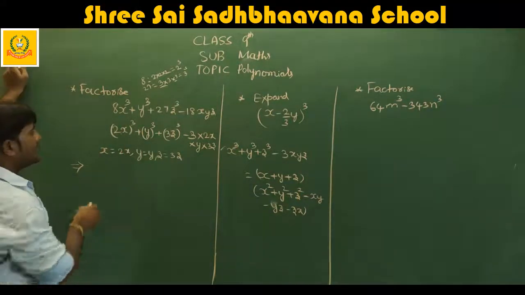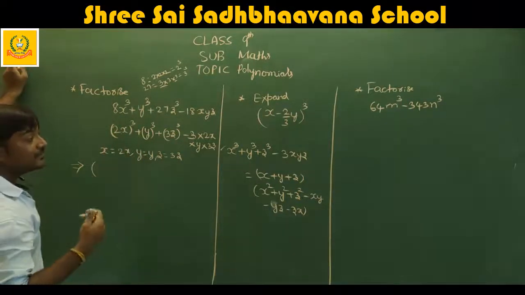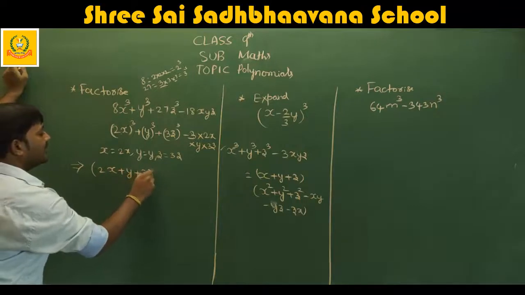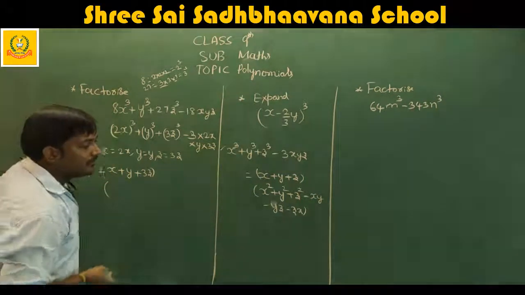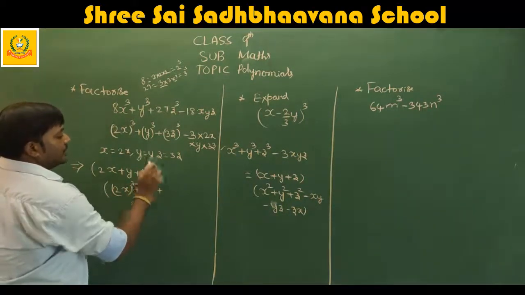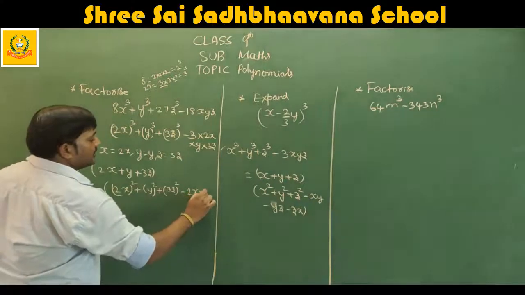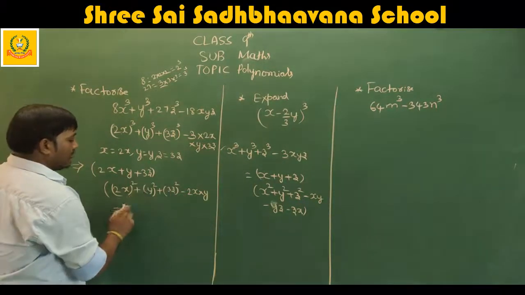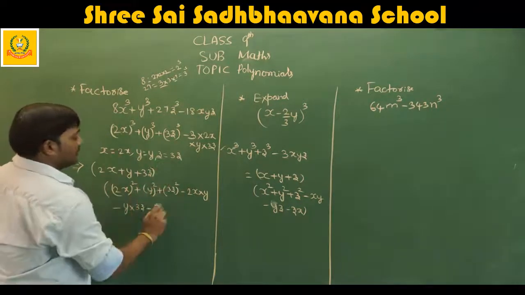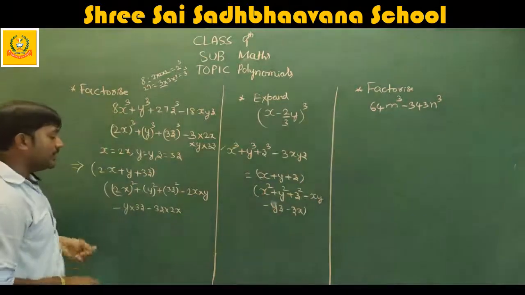What is the RHS there? This x cube plus y cube plus z cube minus 3xyz should be equal to x plus y plus z, first, x plus y plus z. It means 2x plus y plus 3z, into x square. What is x square? 2x whole square. Correct? Plus y square, y is y itself, and z square, 3z whole square, minus xy, x into y, so 2x into y, minus yz, y into 3z, minus zx, z into x, so 3z into 2x. What I am doing here is just substituting the values of x, y and z, nothing else.